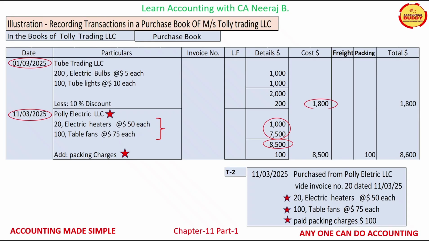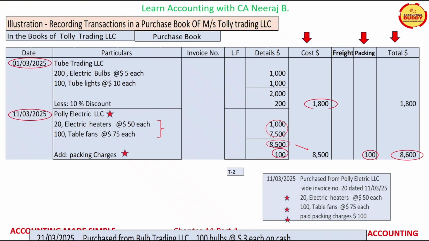The value of the packing charges is mentioned under the details column and again under the packing charges column. The value or the cost of the goods bought is also mentioned under the cost column. The sum total of the goods of $8,500 and packing expenses of $100 is mentioned under the total column, which in our illustration comes to $8,600.